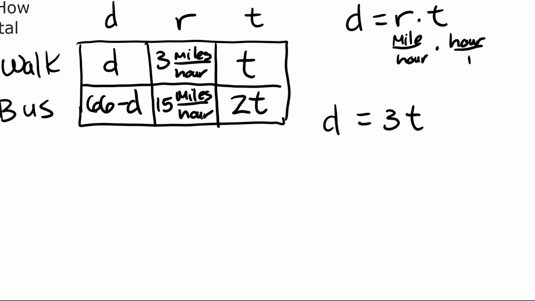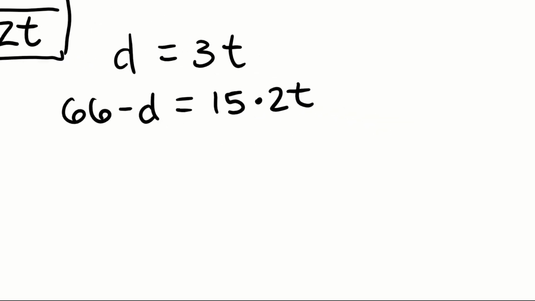The other one I can write is 66 minus d is equal to 15 times 2t. All right, that makes sense, right? Distance is rate times time, and I did that for both. So let's try and solve this system and see where it takes us.